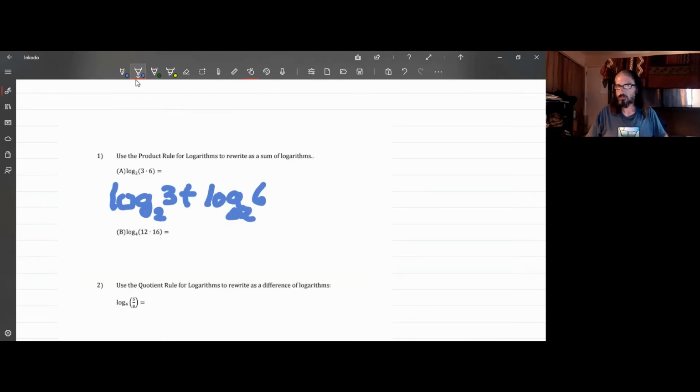But if you would like to feel more confident about your answer, then if you know about the change of base formula, we could see how close this is to the original. 3 times 6 is 18. Remember that the answer to a logarithm is an exponent. So what power of 2 could give us 18? 2 to the 4th is 16, and 2 to the 5th is 32. So I'm expecting an answer that's between 4 and 5.